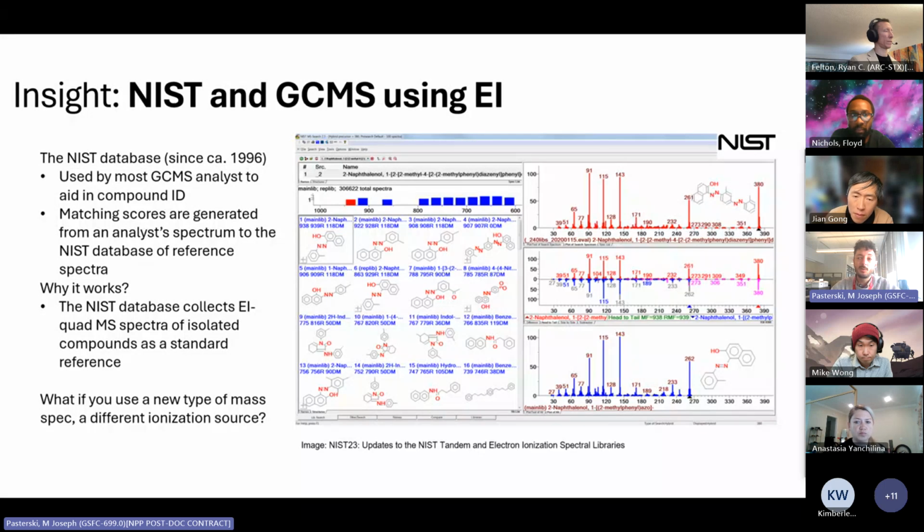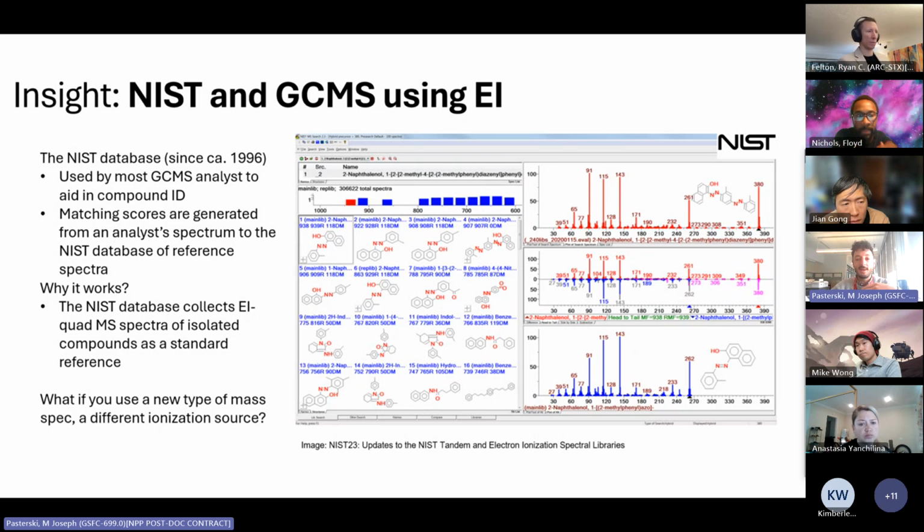So a couple little special topics I wanted to hit on would be some insight from NIST and GCMS using EI. If anyone here is a GC person, you've used the NIST GCMS database for sure to help identify your spectra. It is the gold standard. NIST has produced mass spectra of isolated compounds using electron impact ionization and exactly 70 eV for decades.